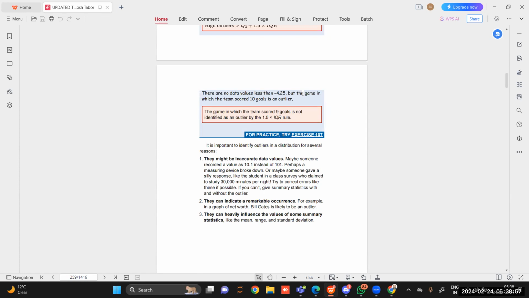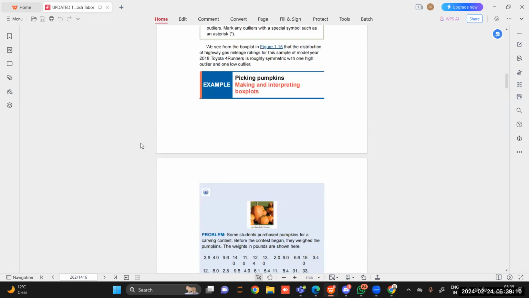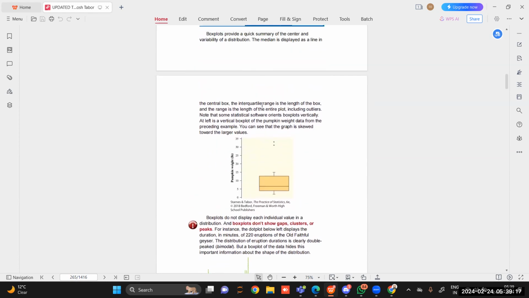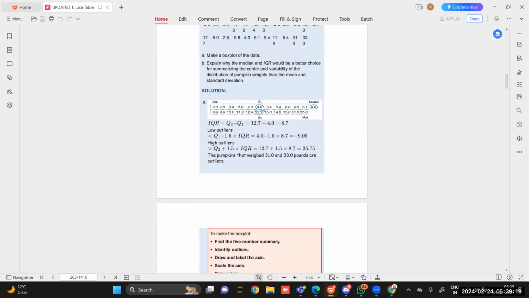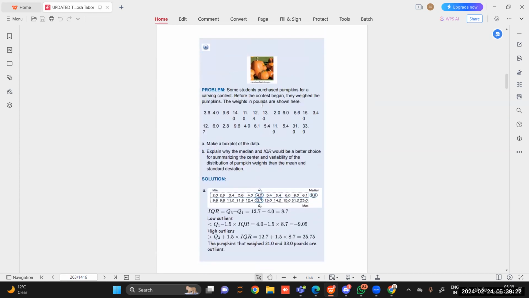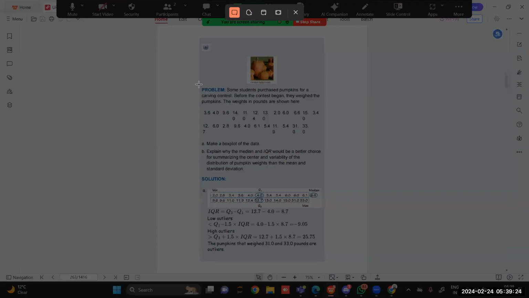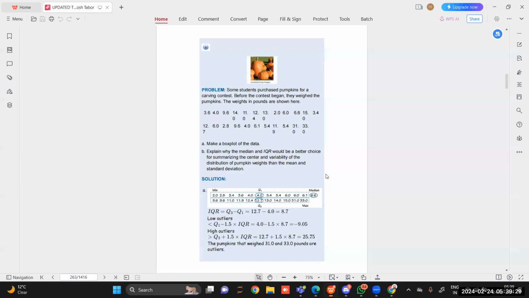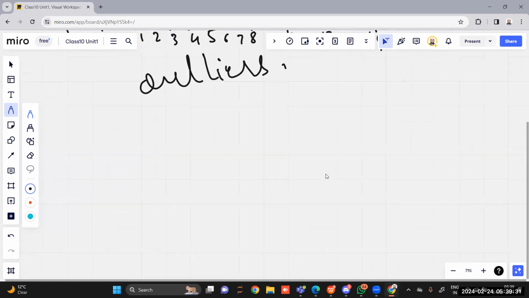Now we'll move on. We shall discuss this example. What we'll do is directly take the values and start plotting the box plots.